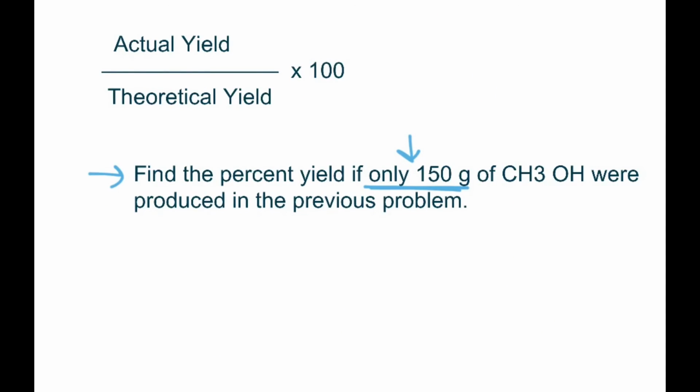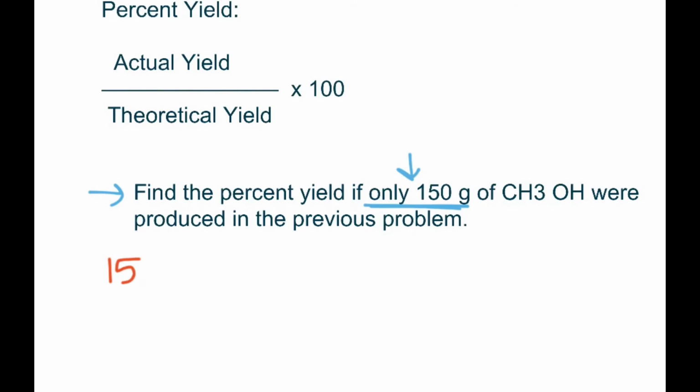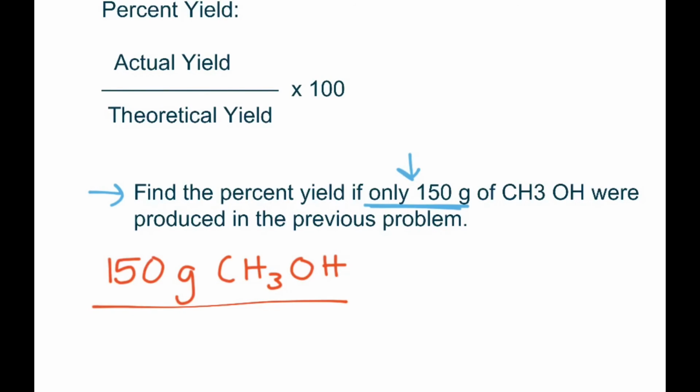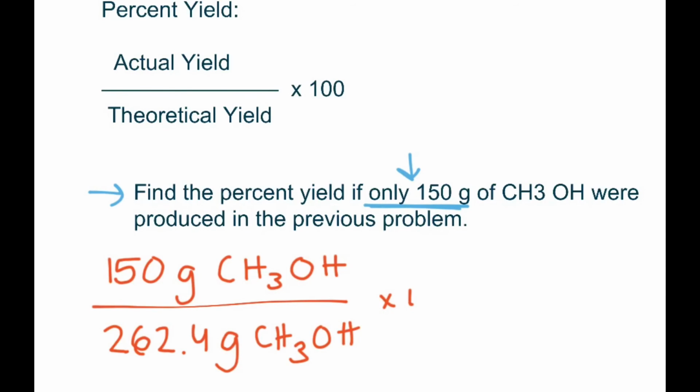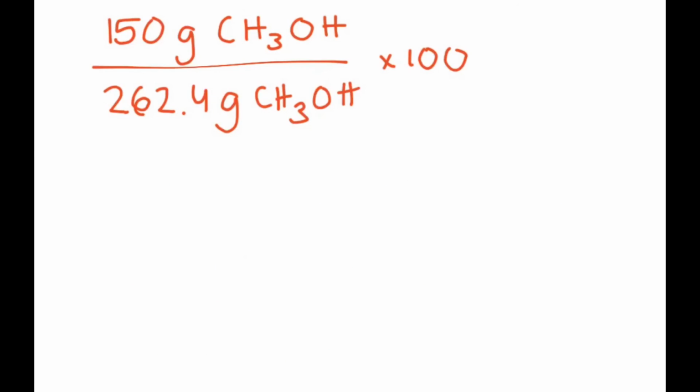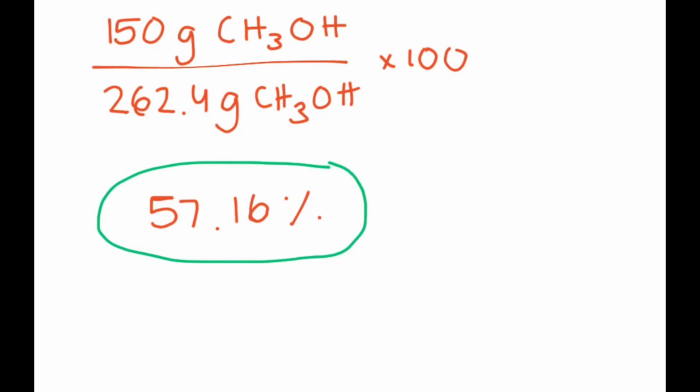Therefore, your problem would be set up like this: 150 grams of CH3OH over the 262.4 grams of methanol found before. From here, you multiply it by 100 to find the percent, and find it to be 57.16%. So your percent yield would be 57.16.